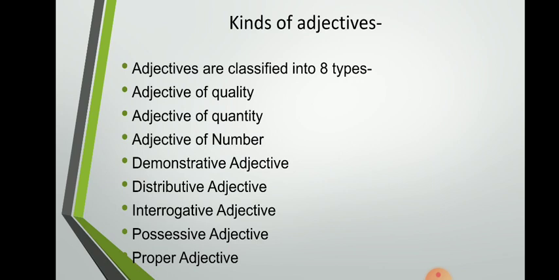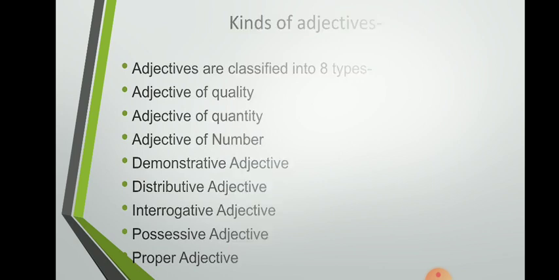Next, we will talk about kinds of adjective. In that, adjectives are classified into 8 types: adjectives of quality, adjectives of quantity, adjectives of number, demonstrative adjectives, distributive adjectives, interrogative adjectives, possessive adjectives, and proper adjectives. So first we will talk about adjectives of quality.